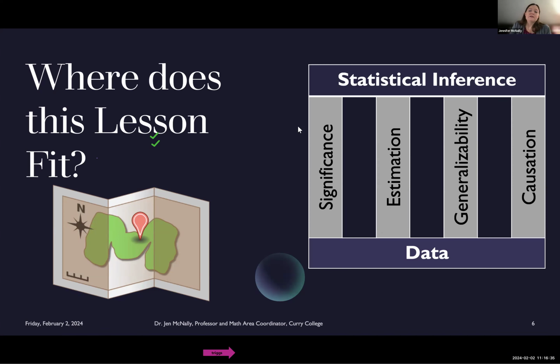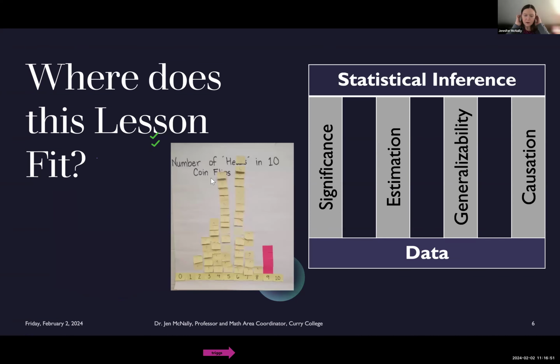And so we spent 4 weeks on significance, just understanding what are we doing when we construct a hypothesis test? How do we make a chance model? What is the meaning of a p-value, in order to get us to a place where we can start to touch on estimation, which is where this lesson comes in.